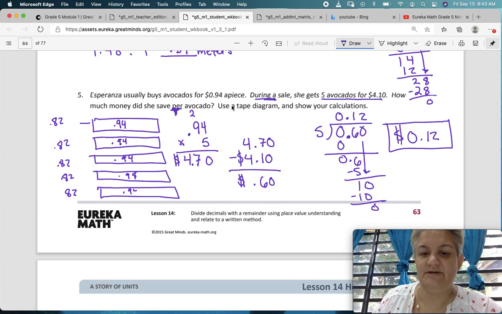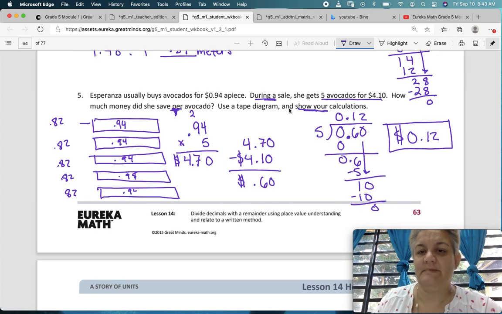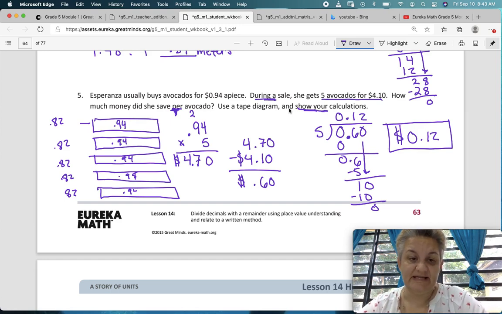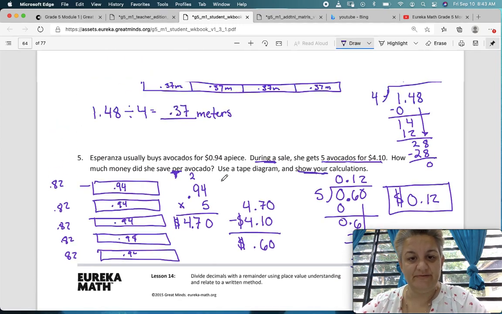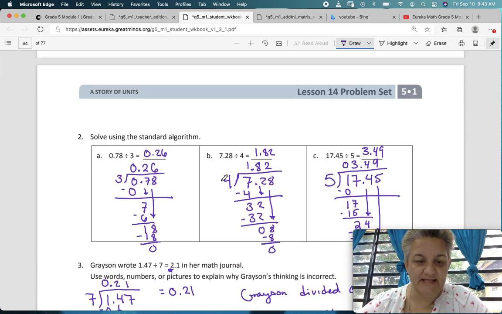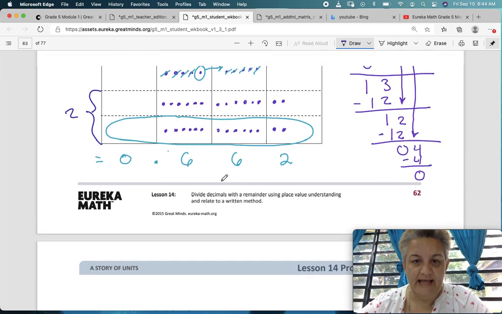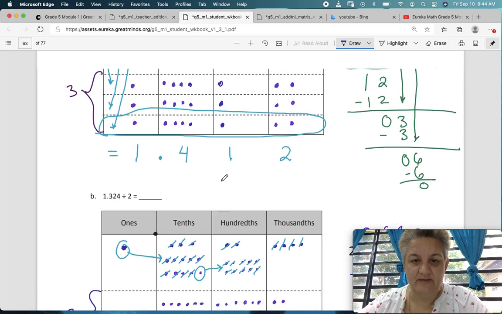Show your work. It says show your calculations. Show your work. If you have any questions about this, I know that division is complicated for some of you. If you're struggling with things, let me know, and we will get you some help in class, okay?